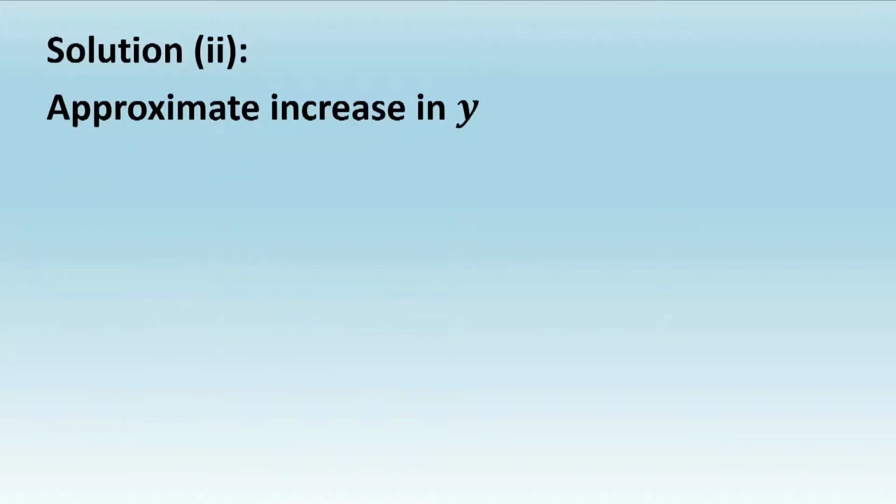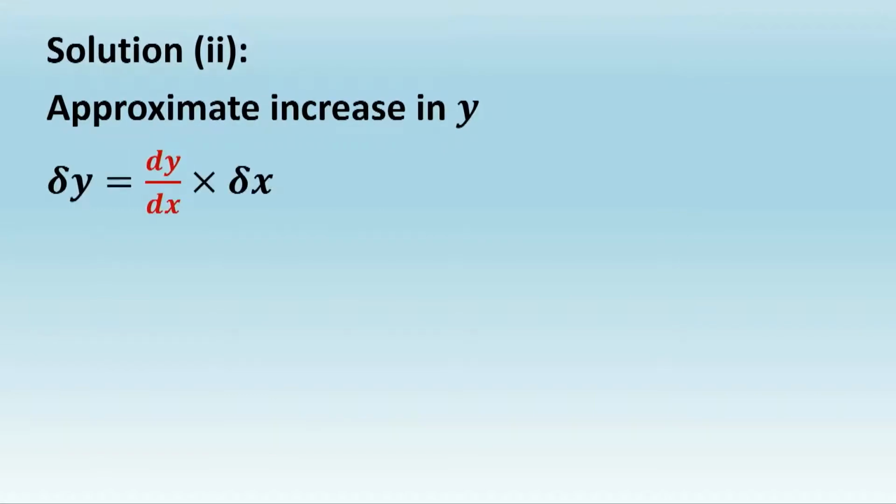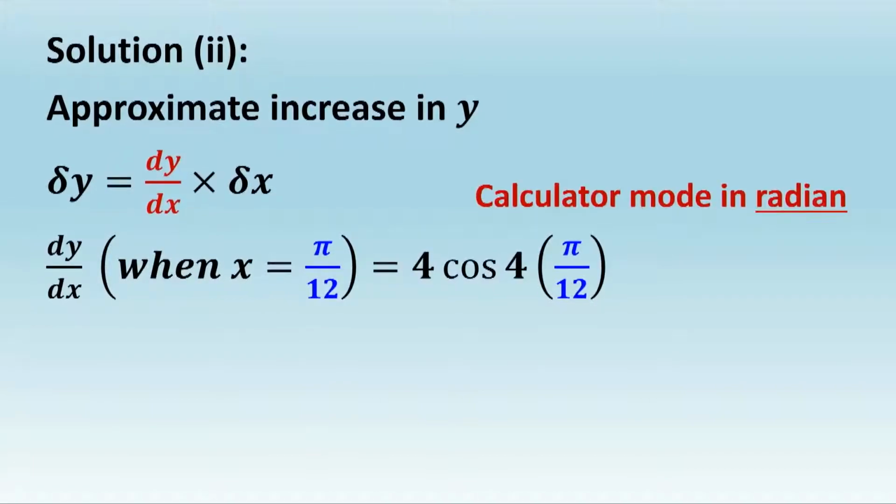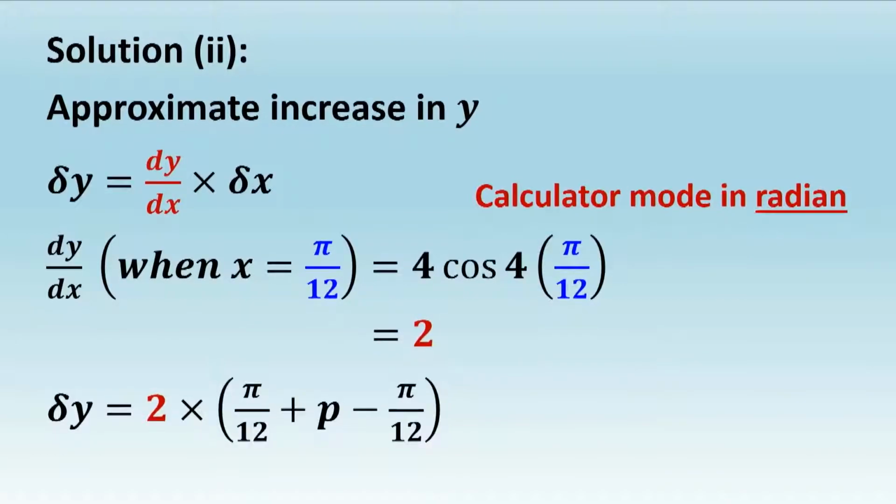Second part. Approximate increase in y. Δy = dy/dx multiplied by Δx. dy/dx when x = π/12 is equal to 4 cos(4π/12). Note that your calculator should be in radian mode. Evaluating this, we get dy/dx = 2. Δy = 2 × (π/12 + p − π/12). Simplifying this, we get 2p.